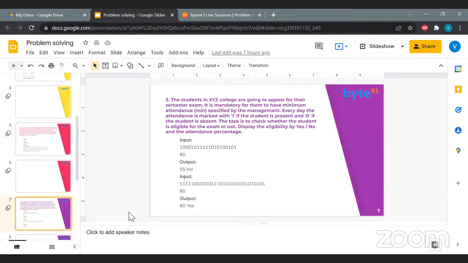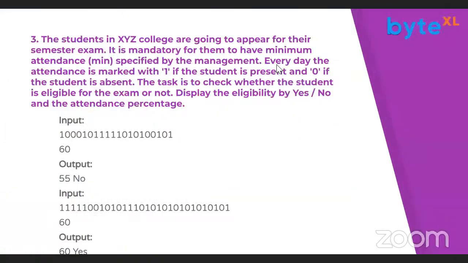So now let's move on with the last question for the day, and this is a very interesting one, guys. So let me show it. The students in XYZ college are going to appear for their semester exam. Okay, it seems college students are going to write some semester exam. It is mandatory for them to have a minimum attendance specified by the management. Okay, the students should have a minimum attendance. Poor guys. So the attendance will be specified by the management.